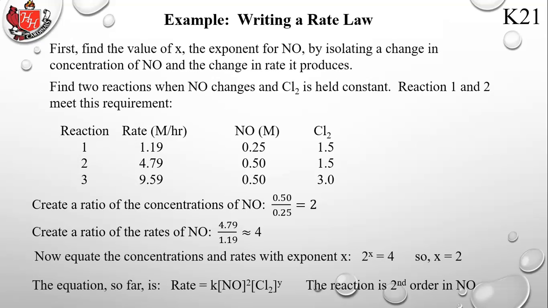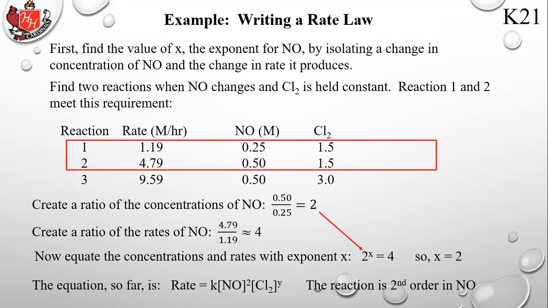So here's what happens. You now equate the concentration ratio with the exponent x. Here's what you do. You take that 2 and you place it down there, and then you place the 4 on the other side of the equal sign, and you put an exponent above the 2, 2 to the x power. So you put the exponent on the ratio of the concentrations, not the ratio of the rates. You put it above the 2, not above the 4.